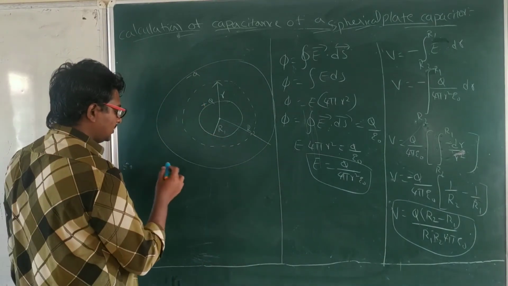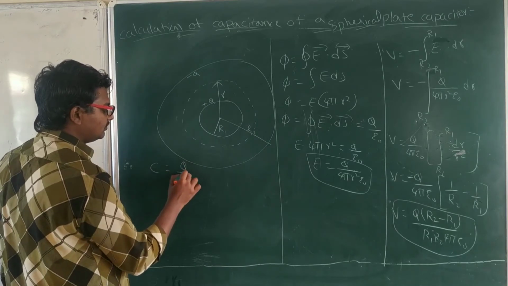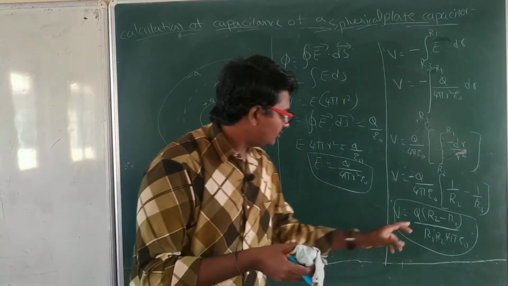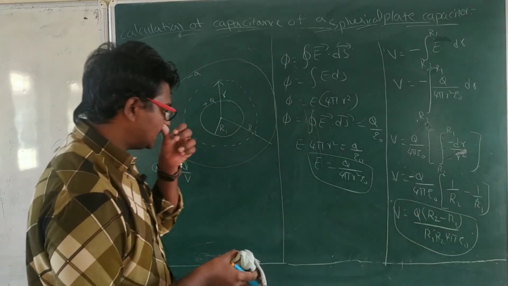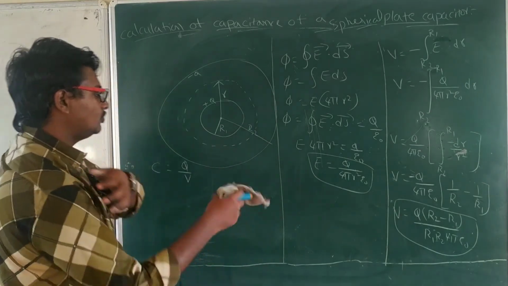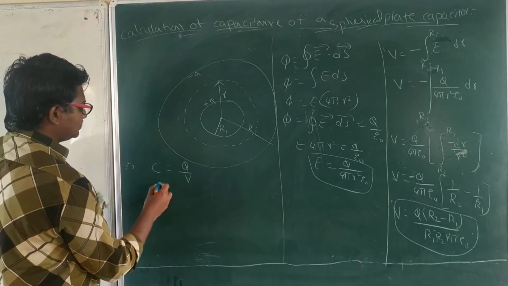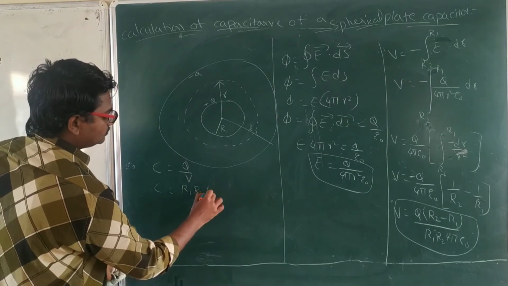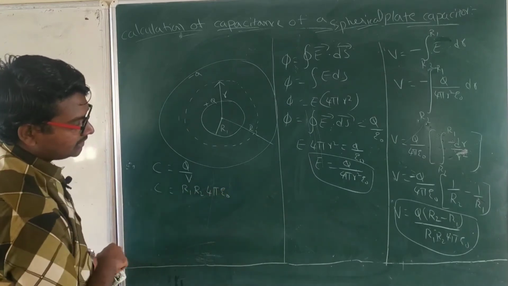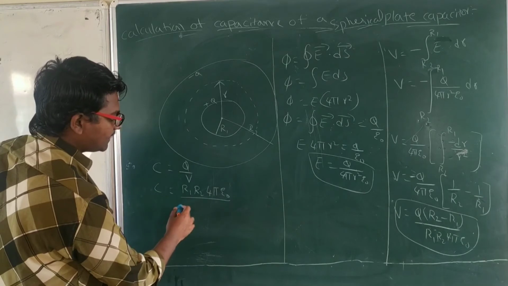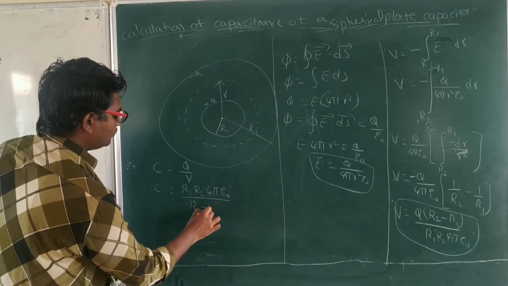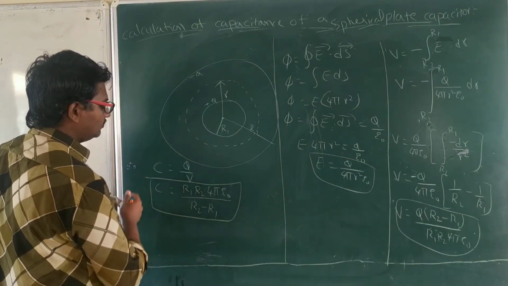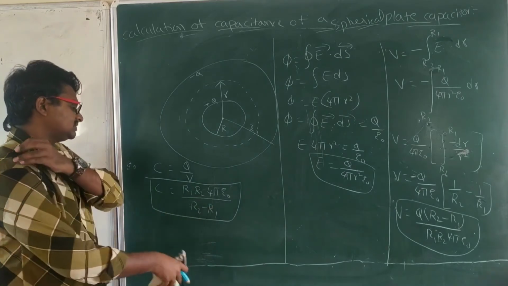Alright, V value we found. But we want to find the value of C. C is equal to Q by V. From this equation only we can find it. Let's shift Q to one side, and the remaining terms to the other side, and V to this side. That is C is equal to r1 r2 4 pi epsilon naught divided by r2 minus r1. This is the value of C.